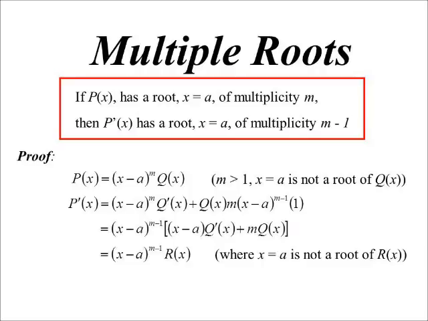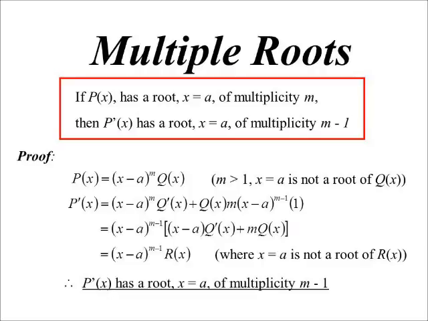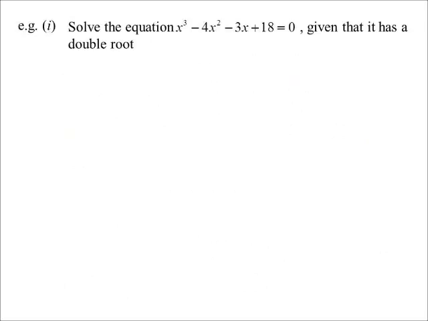So in other words, I could write it as (x minus a) times some polynomial, but I know a is not a solution to that second polynomial. So yes, its multiplicity is 1 less, m minus 1. So we've been given a bit of extra information to help us solve this particular equation. We're told it does have a double root. Well, that's a cubic.